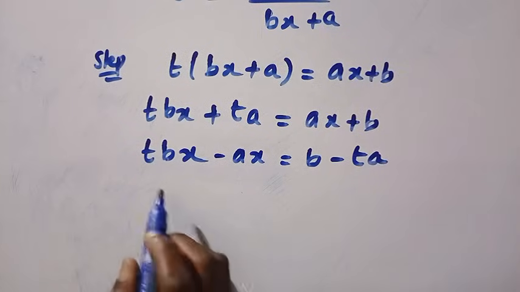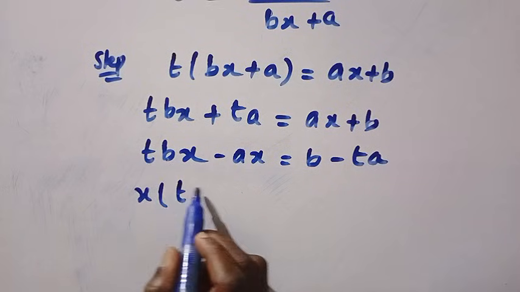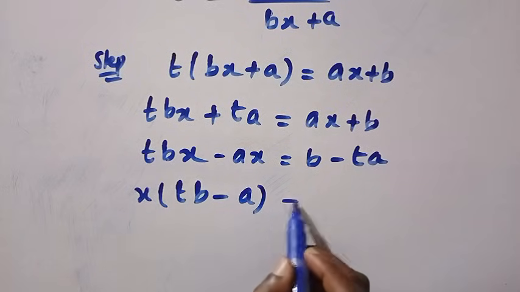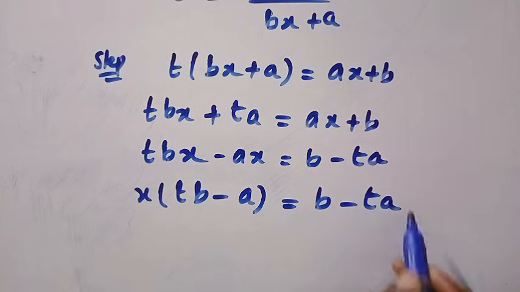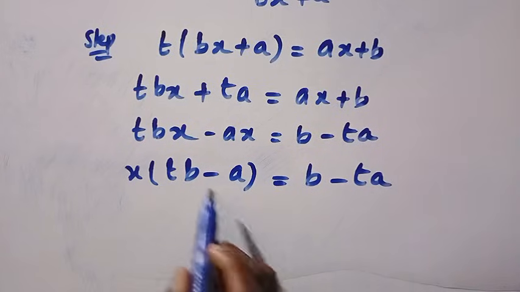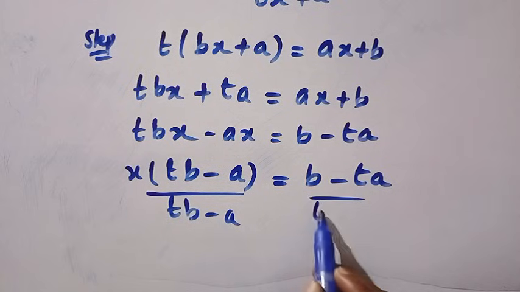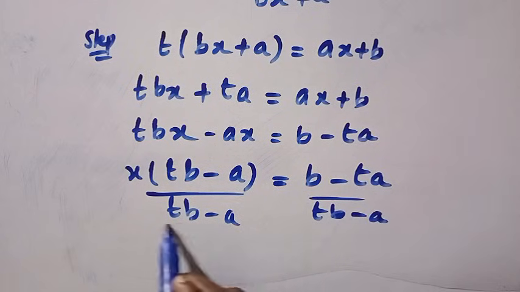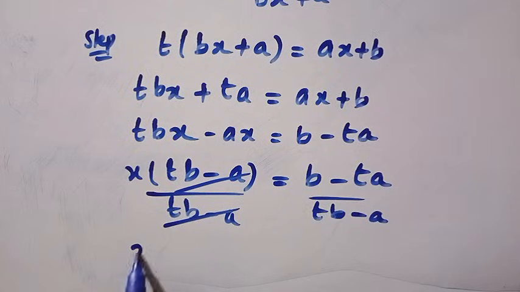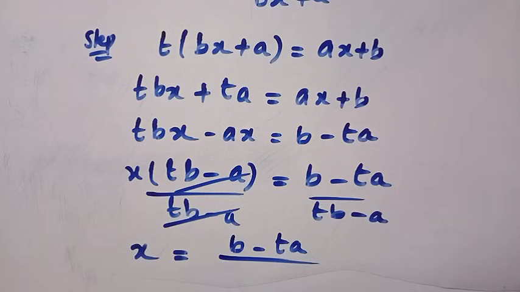By factoring out x, we have x(tb minus a) equals b minus ta. Let's divide both sides by (tb minus a). This is tb minus a, this is also tb minus a, so this cancels, and we have x equals (b minus ta) divided by (tb minus a). So this is the expression of x in terms of t.